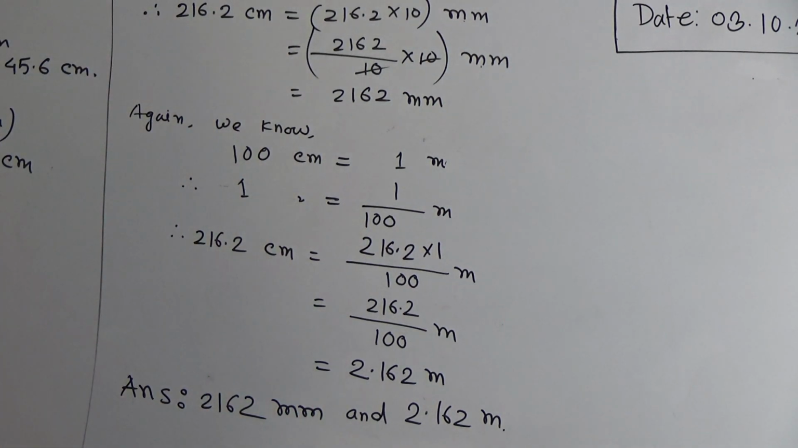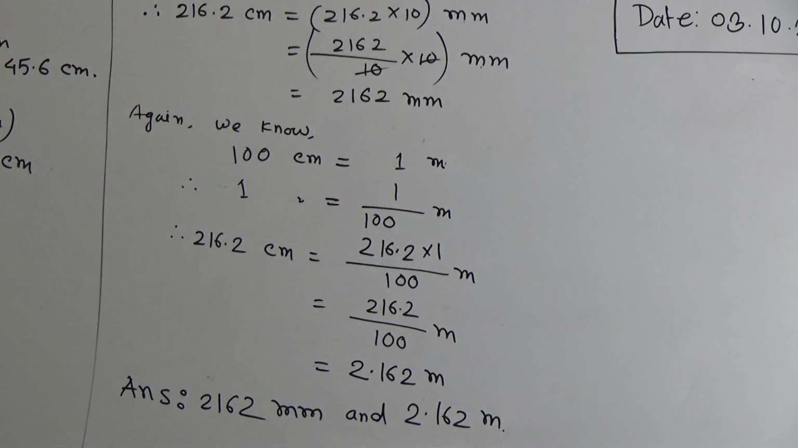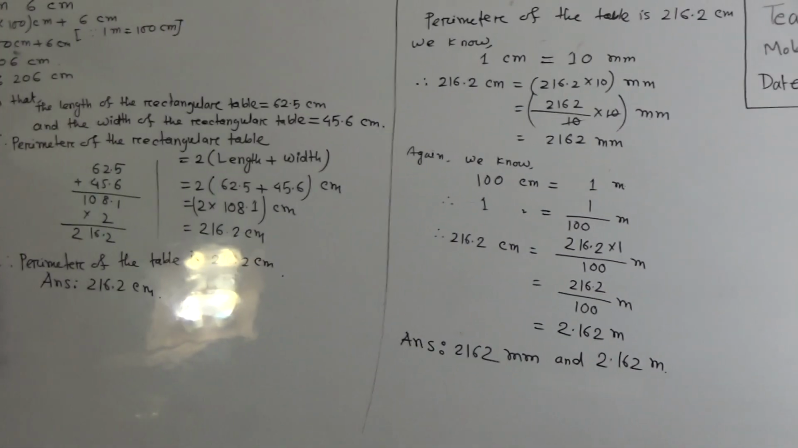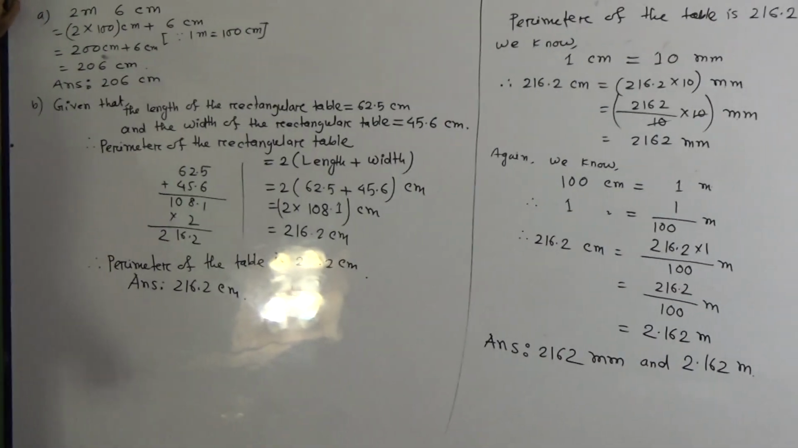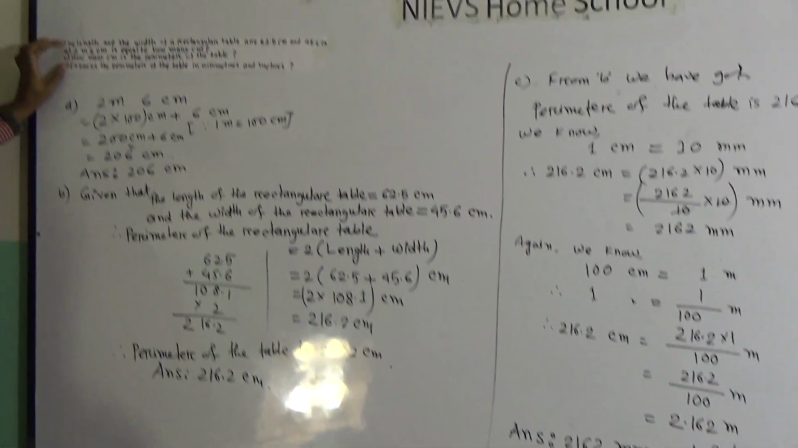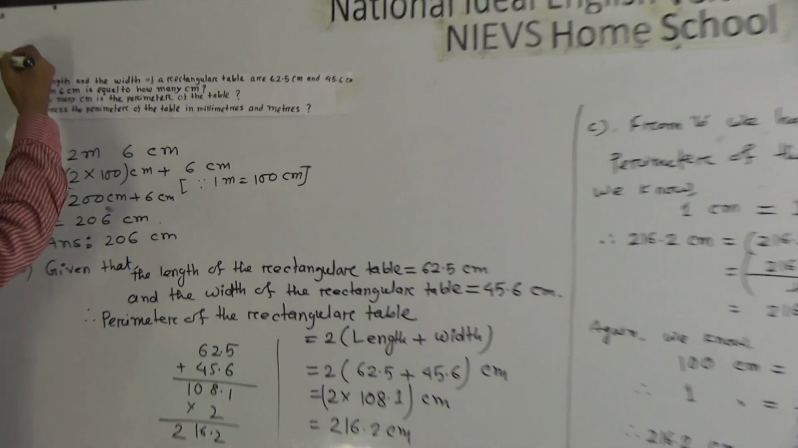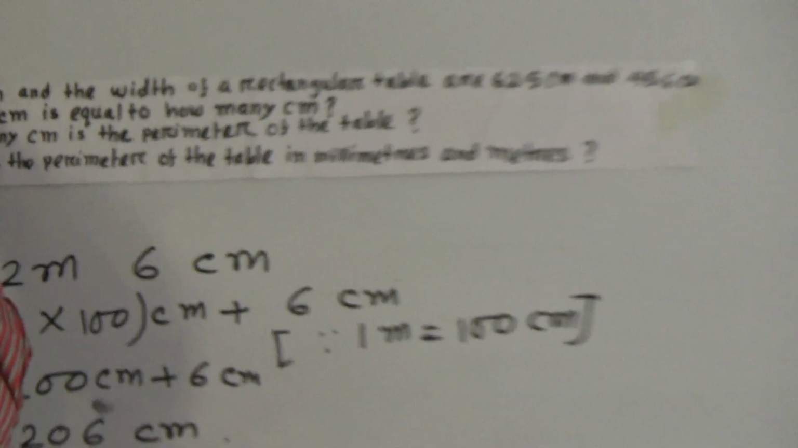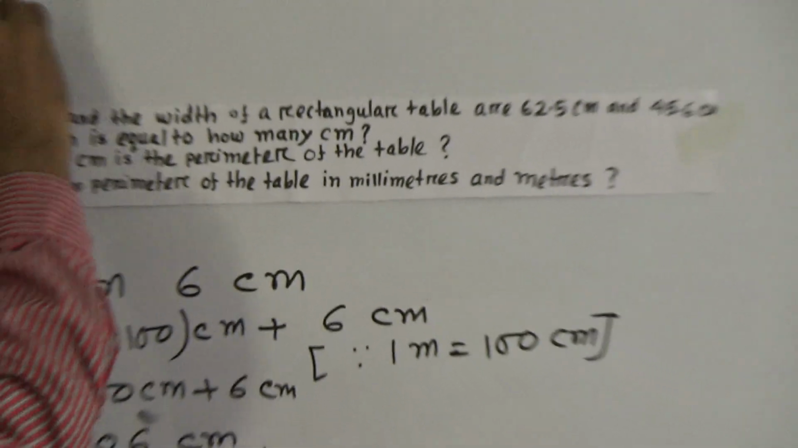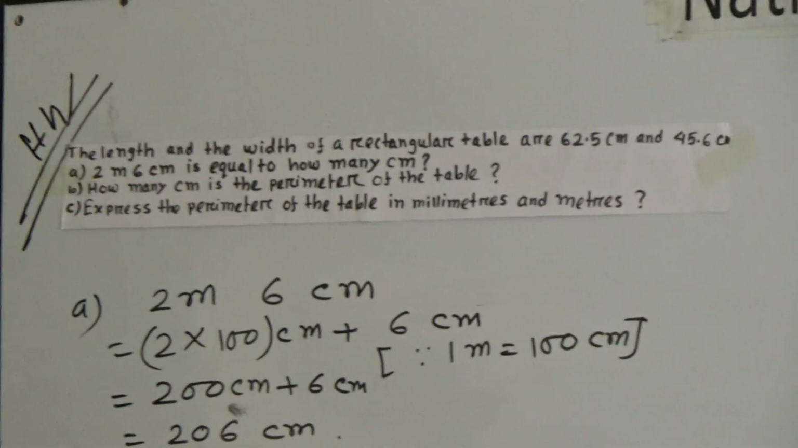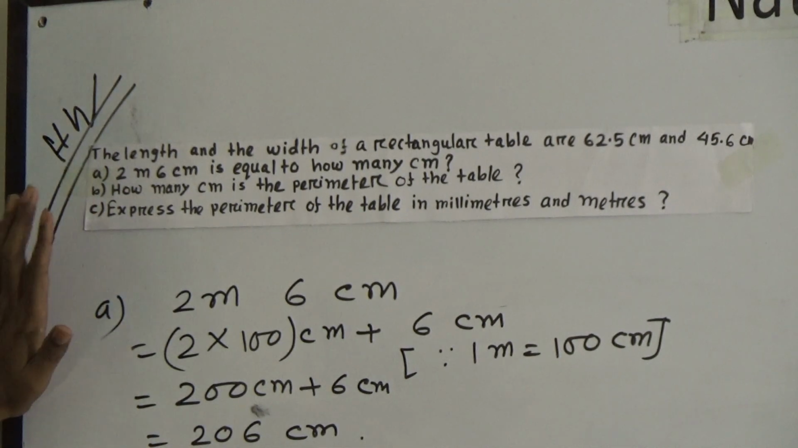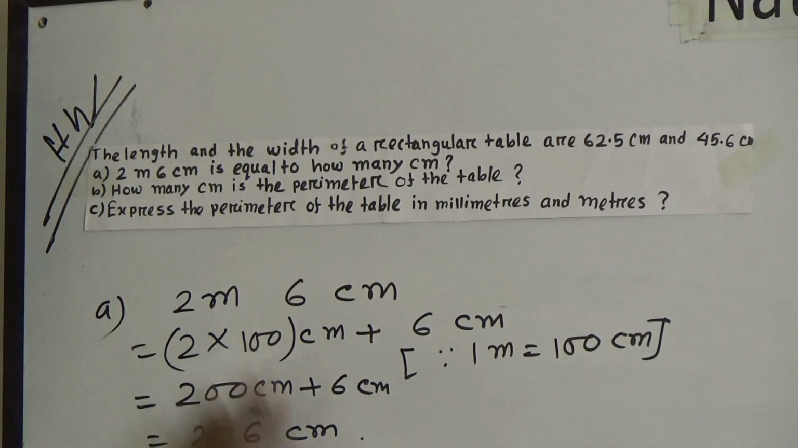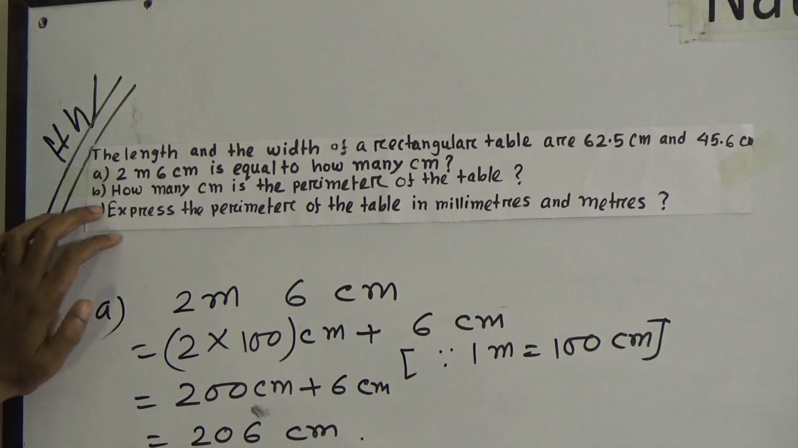Okay, student, I hope you understood today's topic. Now I would like to talk with you about HW topic. Student, look, I have solved this question and this is your HW. That means CW is the HW. Okay, that means which is done in the lecture, this is your HW.